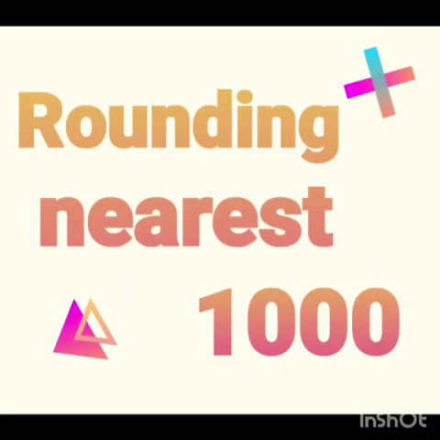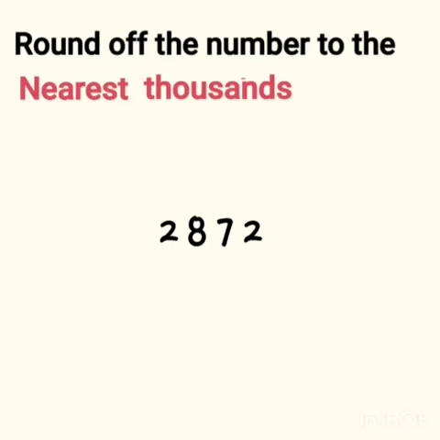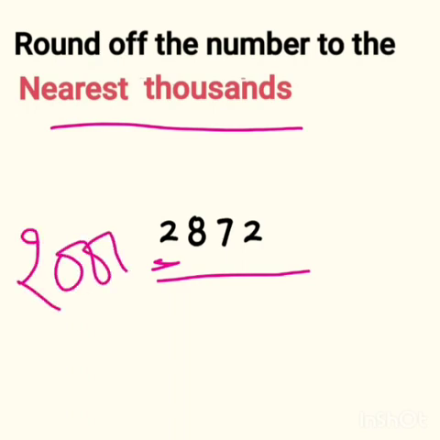Now we have learned how to round off a number to the nearest tens and hundreds, right? Now then how can I round off a number to the nearest thousands? This is the number 2872. So I need to round off to the nearest thousands. Now this number lies between two thousands. What are they? So I look at the thousand digit, that is 2. So the thousand before this will be 2000, right? And the thousand after this will be 2 plus 1, that is 3000, right?